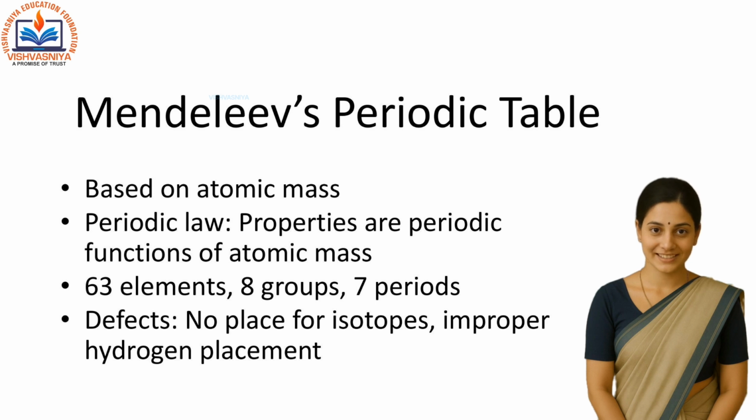But there were defects: no place for hydrogen. Some elements like argon and potassium broke the trend. No position for isotopes. Sometimes, dissimilar elements got grouped together.